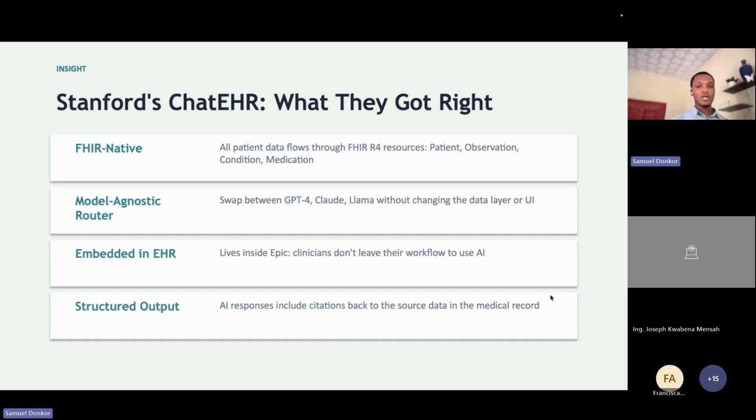And then four is structured output. So AI responses include citations back to the source data in the medical record. So every claim that was sent to the doctor was grounded back to the original data, so the doctor was able to verify the source.